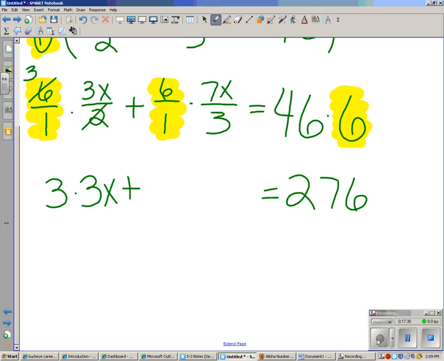Now, what goes into 6 and 3? Think before you shout. Does 2 go into 3? No, it does not. 3 goes into 3. 3 goes into 6. Okay? Now reduce. How many times does 3 go into 3? And 3 goes into 6? 2 times. So I have 2 times 7x.